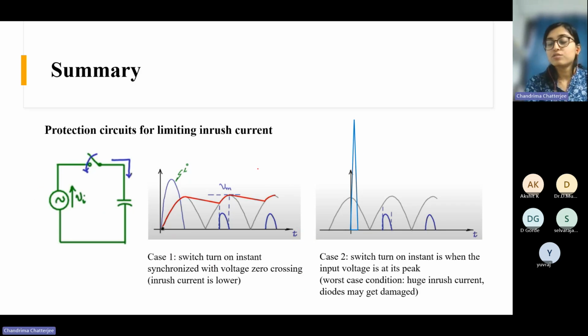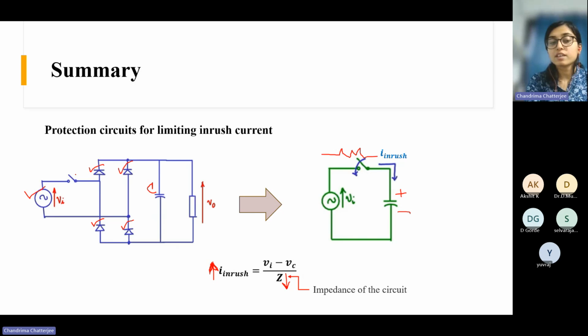There are resistive solutions where you can just connect a resistor in series, like this. You can also connect a thermistor whose resistance changes with temperature. As the temperature increases, its resistance falls. They are also called NTC, negative temperature coefficient. Transformer based solutions are also there, where you get isolation and also protection against the inrush current. And there are also relay based solutions that we discussed. You can check the PDFs, the presentations of those weeks.